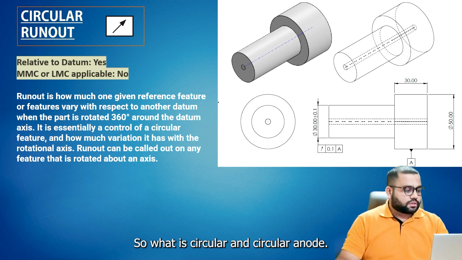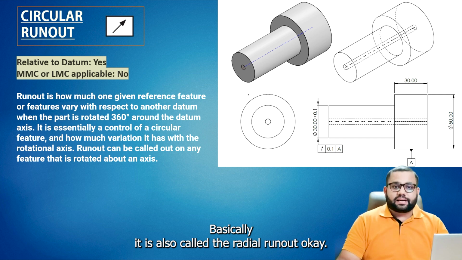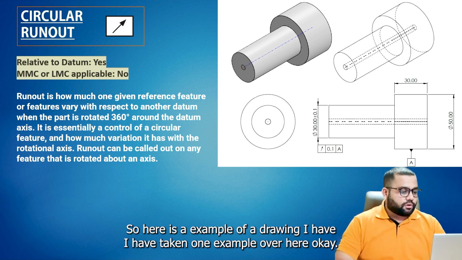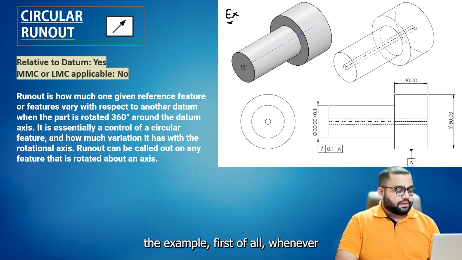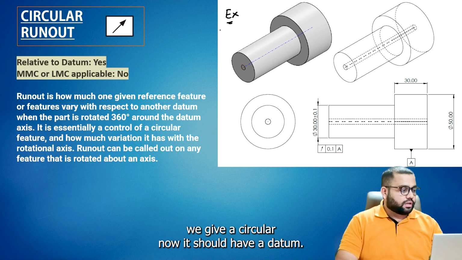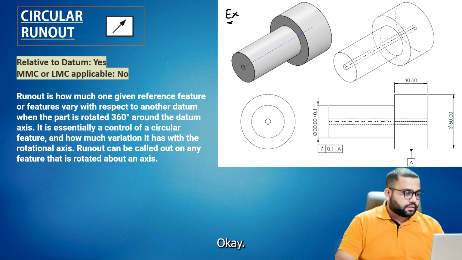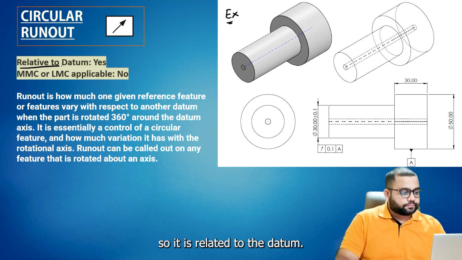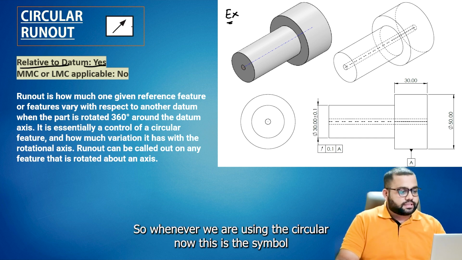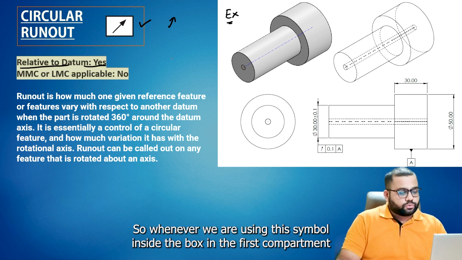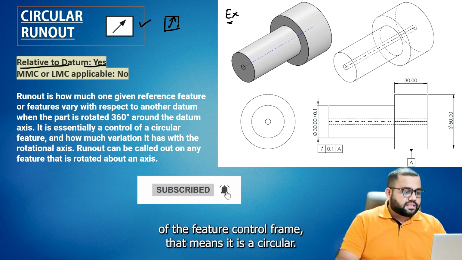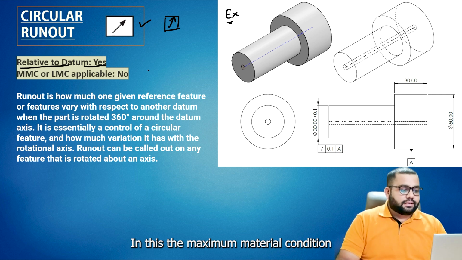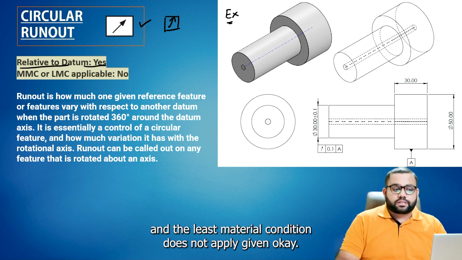So what is circular runout? Circular runout is also called the radial runout. Here is an example of a drawing. Before going into the example, first of all, whenever we give a circular runout, it should have a datum. So it is related to the datum. This is the symbol of circular runout. Whenever we use this symbol inside the box in the first compartment of the feature control frame, it means it is a circular runout. In this, the maximum material condition and the least material condition are not applicable.